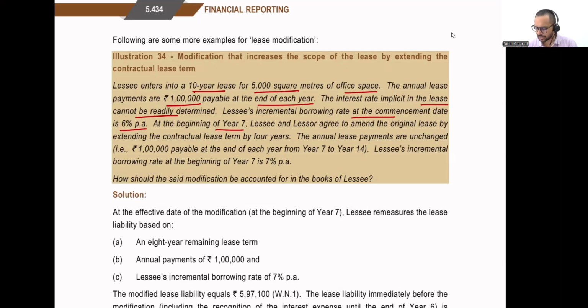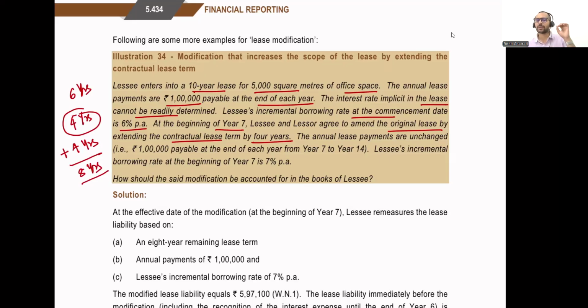At the beginning of year 7, which means 6 years have passed by and we now have 4 years left, the lessee and the lessor agree to amend the original lease by extending the lease term by a period of 4 years. All right, so we had 4 years remaining. We are further extending it for a period of 4 years. So, therefore, the remaining lease term now is going to be 8 years.